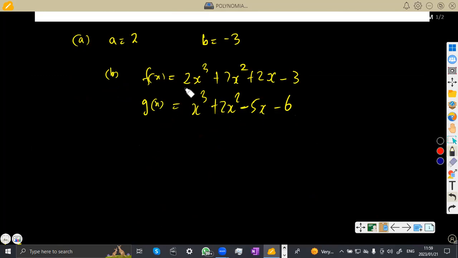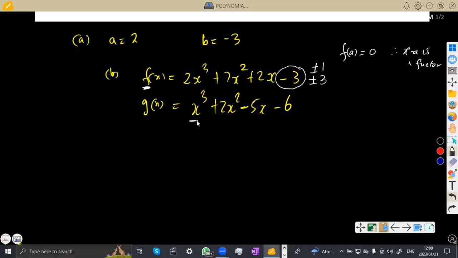Remember, for you to obtain a factor, you are supposed to have this consideration where I said f of a, if it is equal to 0, therefore x minus a is a factor. But this is supposed to be common between these numbers. So on f of x, for you to find a factor, you work with the constant term, which is minus 3. So factors of minus 3, we've got plus or minus 1, plus or minus 3. These are factors of 3.